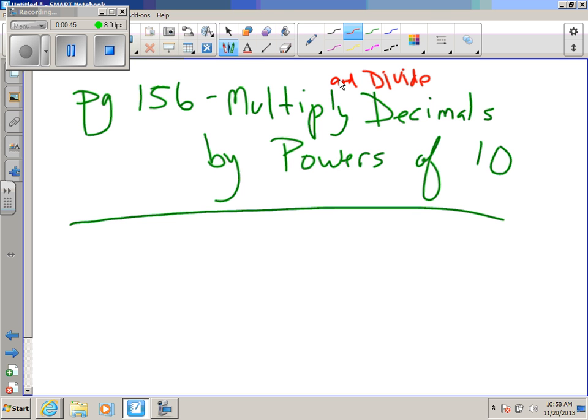10 to the second power. Good, right. So 10 to the second power means I'm going to take how many 10s and multiply them? 2. Okay? Right, so 10 to the second power is 10 times 10, and we say that equals 100.